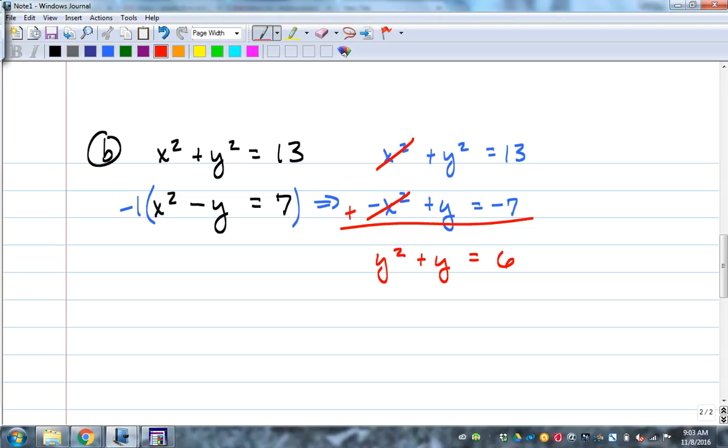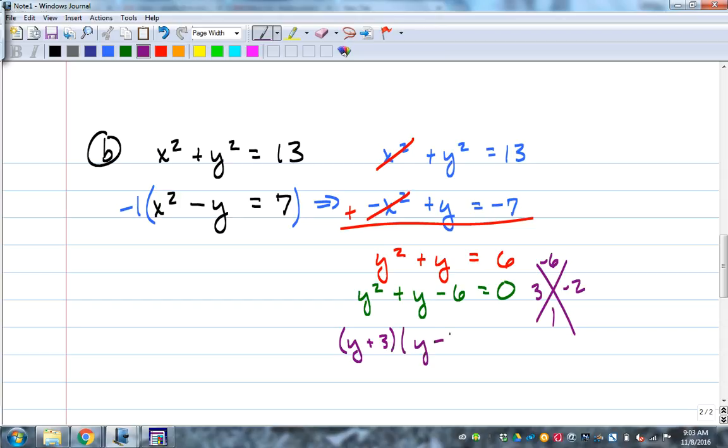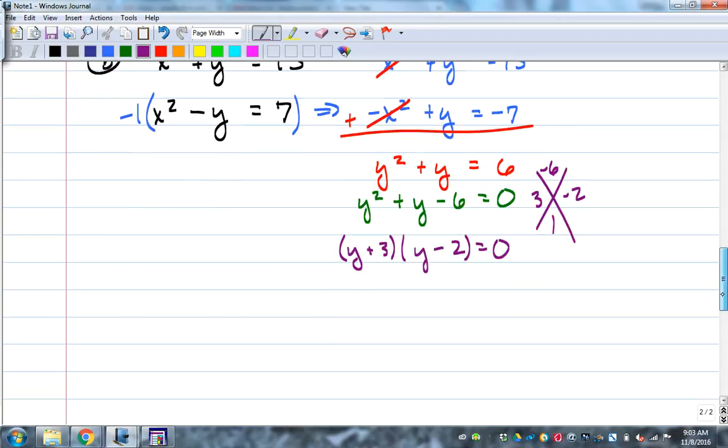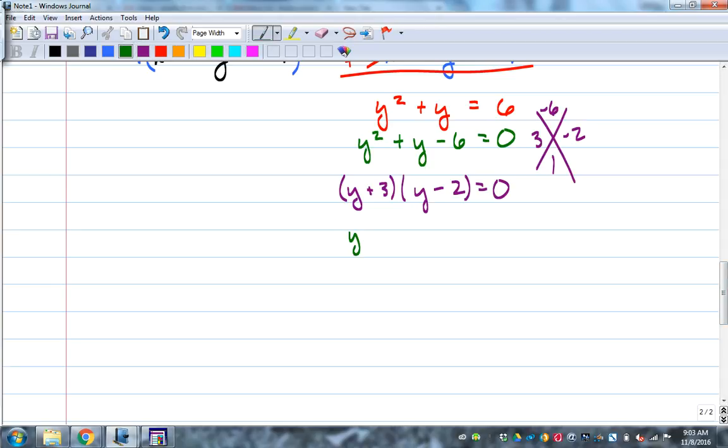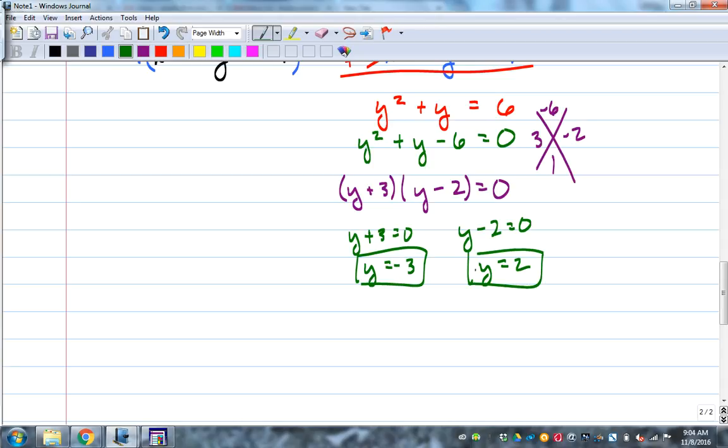And then that's a quadratic again, so I've got to solve it like a quadratic. y squared plus y minus 6 is equal to 0. I think that factors, 3 and -2. So y plus 3, y minus 2. y plus 3 equals 0, y minus 2 equals 0. So -3, 2. Those are my y values.